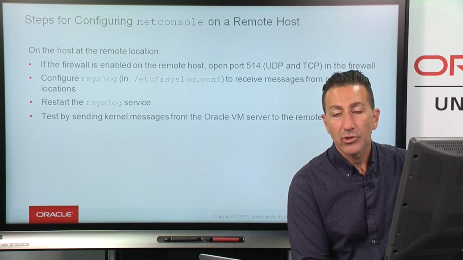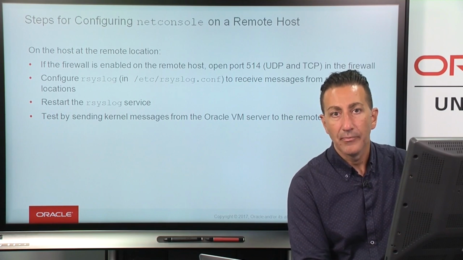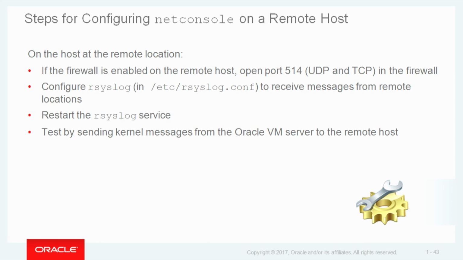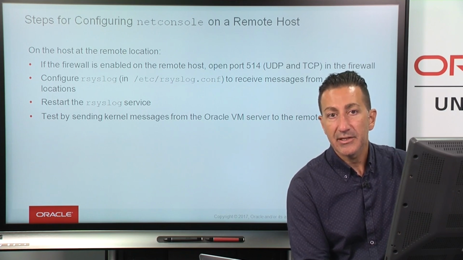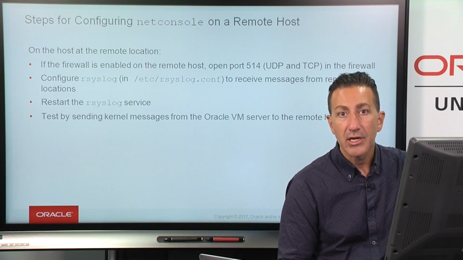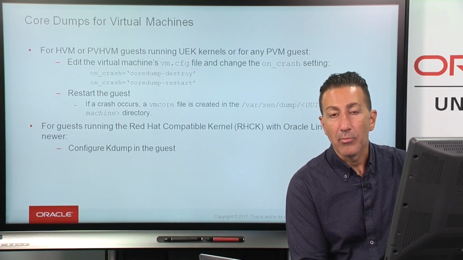Then you set up the netconsole on the remote host, the remote server that will receive these panic messages that are logged on the host at the remote location. If the firewall is enabled, you need to open port 514 for the UDP and TCP protocols, and you configure the rsyslog in the etc rsyslog.conf file to receive the messages from the remote locations as instructed in the notes for the student guide. You restart the servers, and you test, for example, by sending kernel messages from the Oracle VM server to the remote host. And this is the end of the second part.